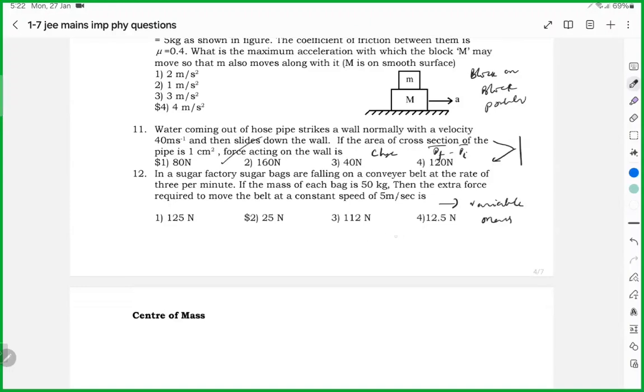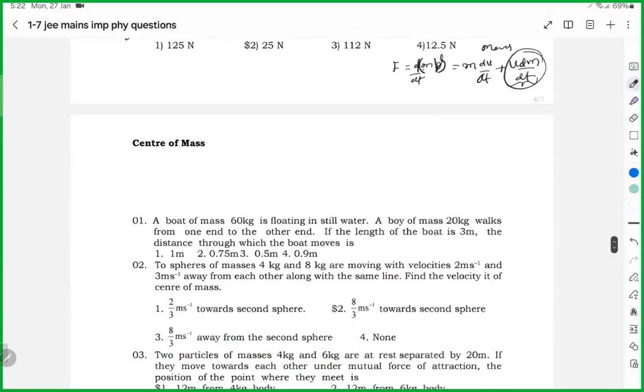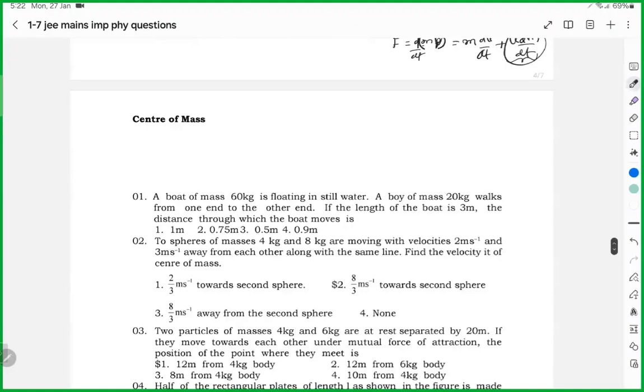So extra force, actually F equal to ma, is the rate of change of momentum. We assume mass as constant, and we used to write m dv by dt, but since mass also changes, there is a v dm by dt term. So extra force required is this. Based on this, the 12th question is there.